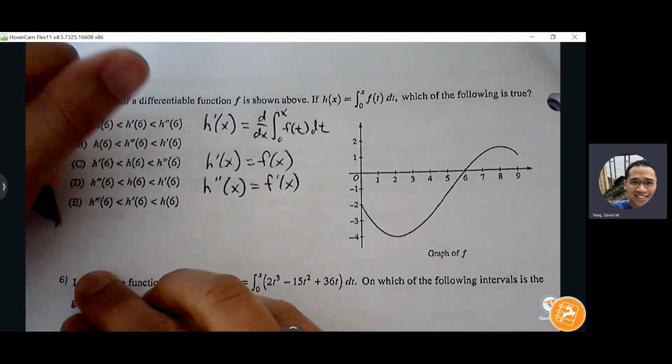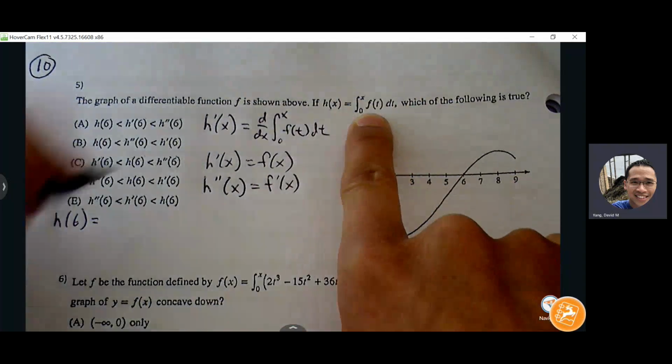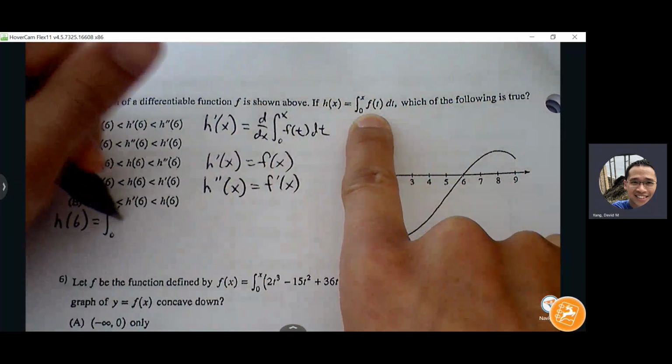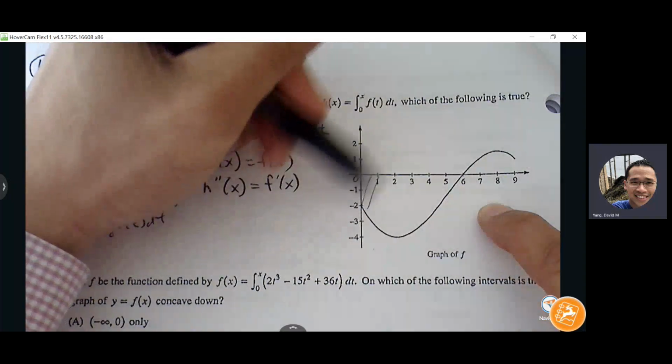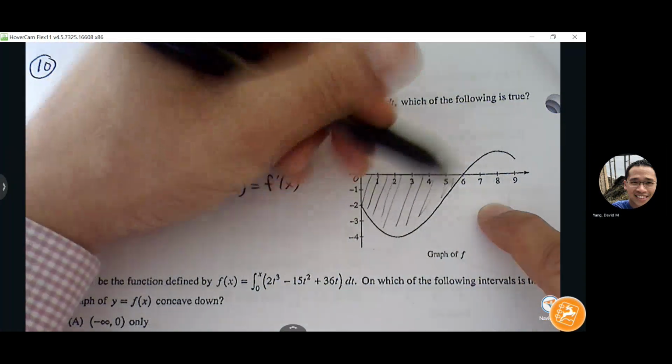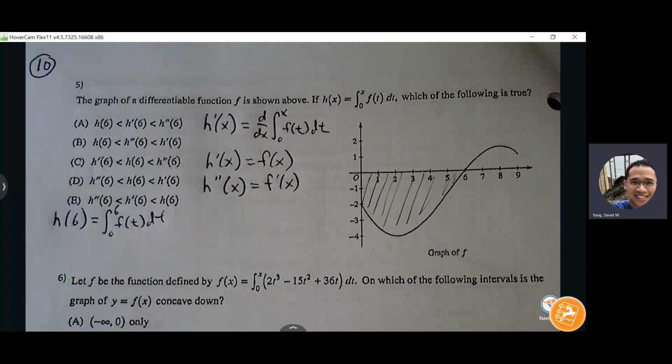Okay, so let's do h of 6 first. H of 6, it's just following what the rule says, integral from 0 to 6 of f of t dt. So 0 to 6 is the area or the definite integral here. Now, this is below the x-axis, and we may not know the exact area, but it's below the x-axis. So what is that going to get us back in return? Positive or negative number? Negative. It's accumulation of these negative y values.